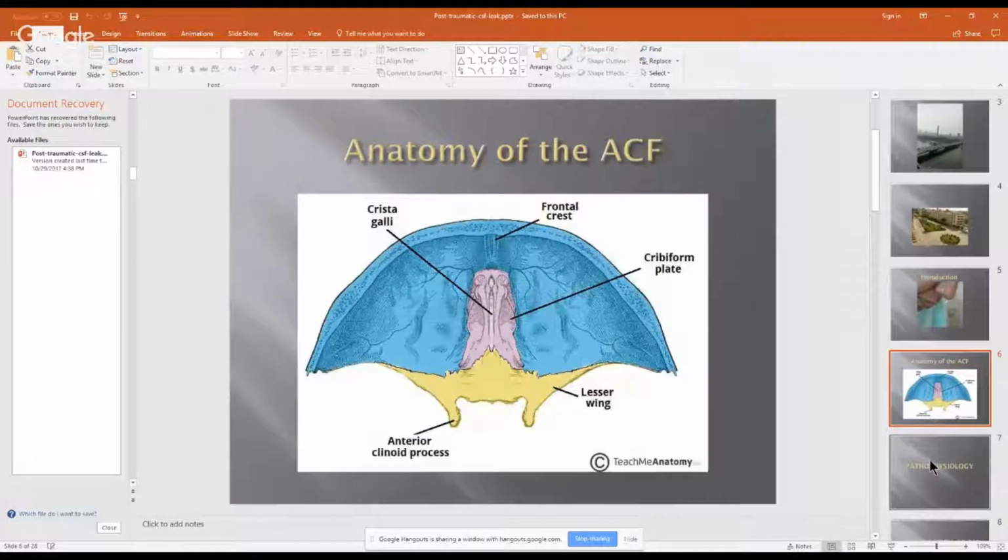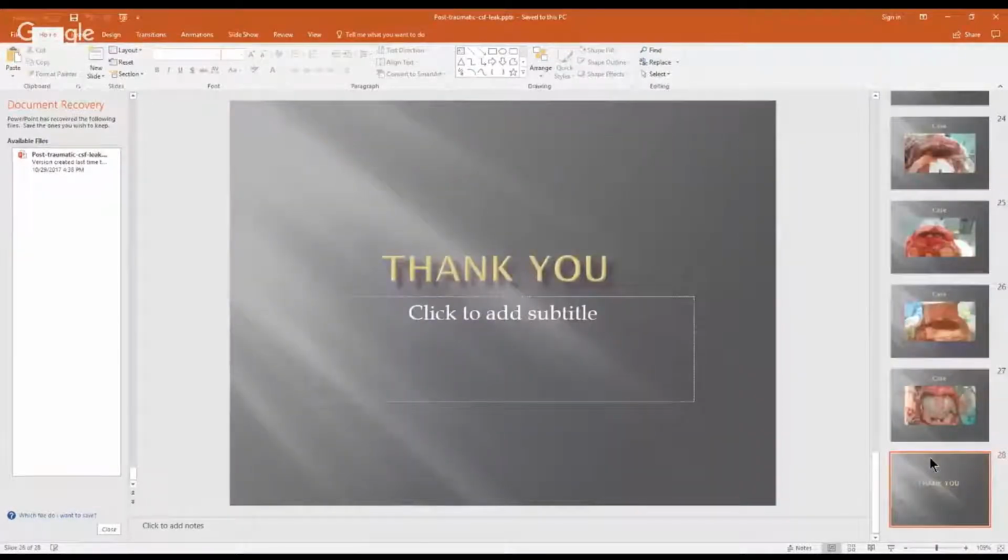Let's start with anatomy of the anterior cranial fossa. The anterior cranial fossa is formed from 3 bones: orbital plate of the frontal bone on both sides laterally, which forms the orbital roof. In the midline, we'll find the cribriform plate of the ethmoid. Posteriorly, we'll find the lesser wing of the sphenoid bone ending as anterior clinoid process and the body of the sphenoid.